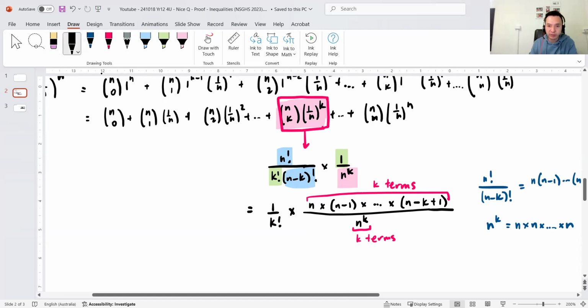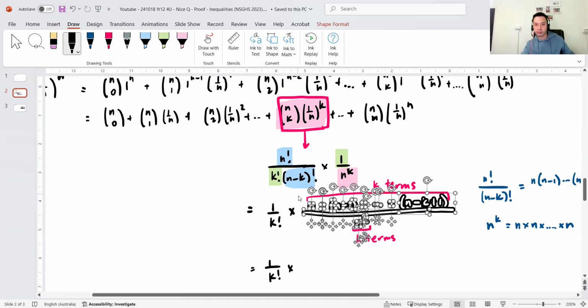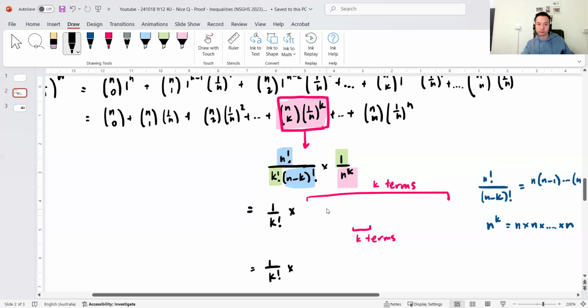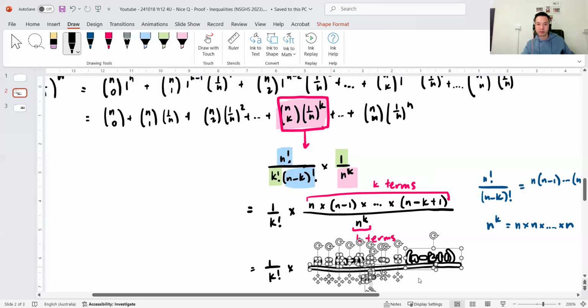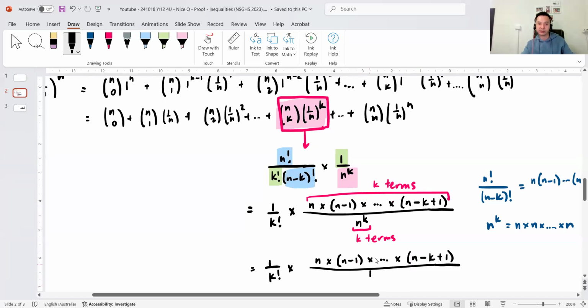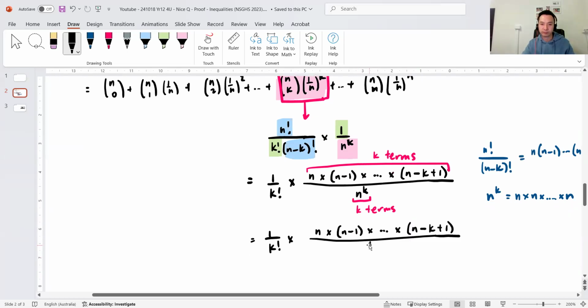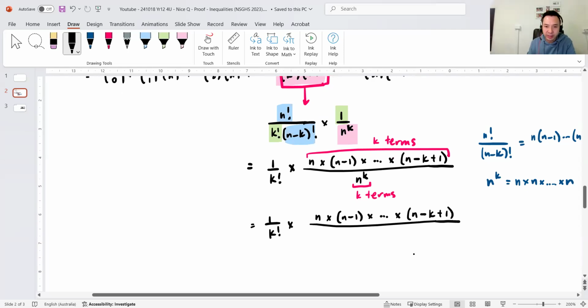So what I'm going to do is break this up. I'll copy this black part, cut it, and copy it. Then I'm going to do one more step before the step I really want to show you. On the bottom, it'd be n times n times dot dot dot n.